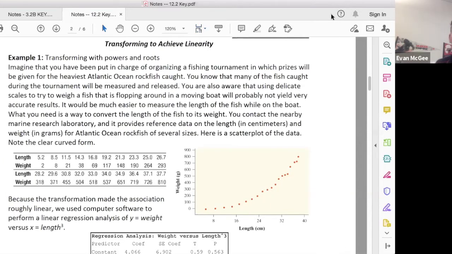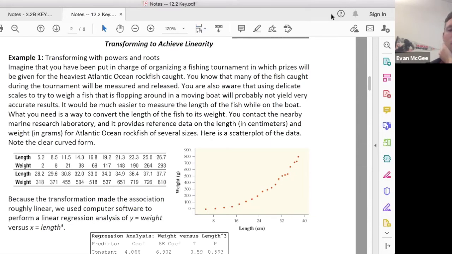Imagine you have been put in charge of organizing a fish tournament in which prizes will be given for the heaviest Atlantic Ocean rockfish caught. You know that many of the fish caught during the tournament will be measured and released. You're also aware that using delicate scales to try to weigh a fish that is flopping around in a moving boat will probably not yield very accurate results. It will be much easier to measure the length of the fish while on the boat. What you need is a way to convert the length of the fish to its weight.